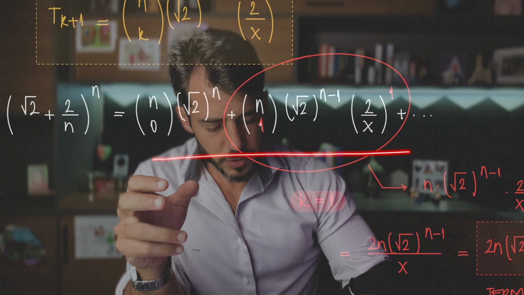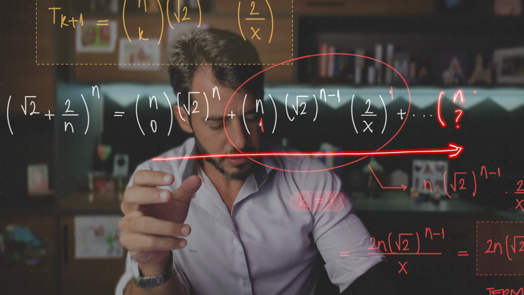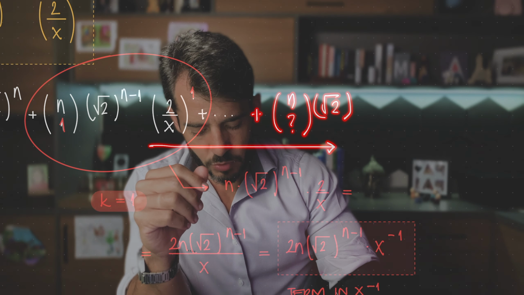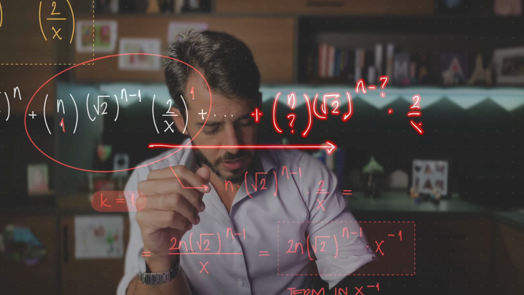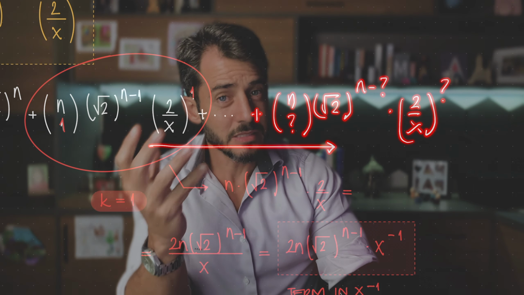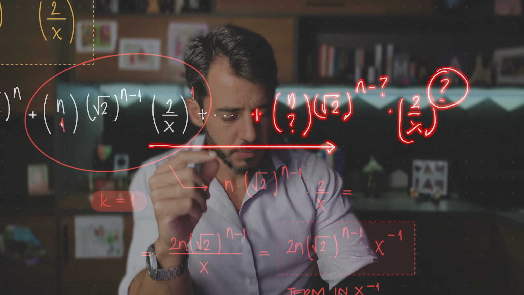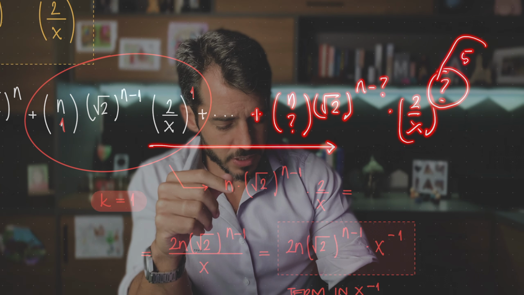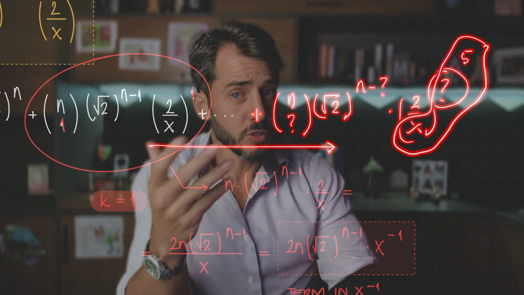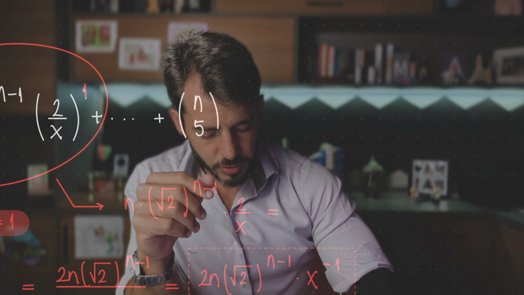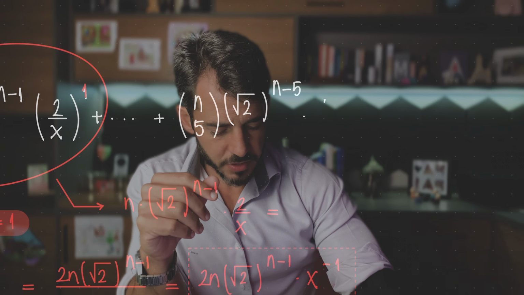If we continue with this expansion, at some point we're going to get n choose something, and let's see what that something should be. Root of 2 to the n minus that something times 2 over x to that something. What is that something? We want this exponent to be 5. Why is that? Because if this is 5, that means that we're going to get an x to the negative 5, which is exactly the term that we're looking for. Therefore, we should look for the term where k is equal to 5, giving us this.